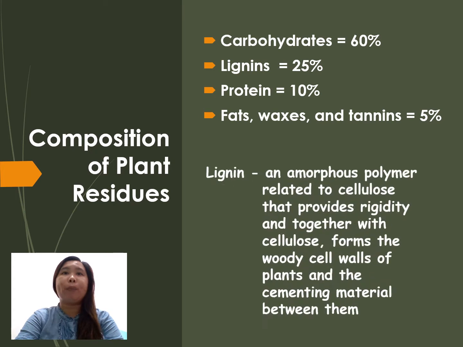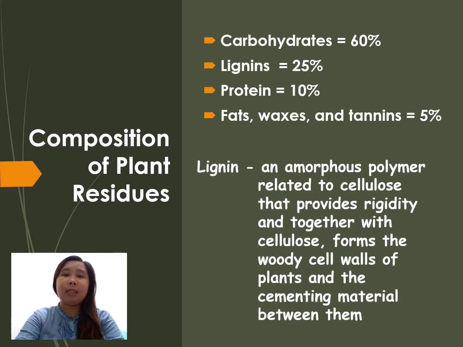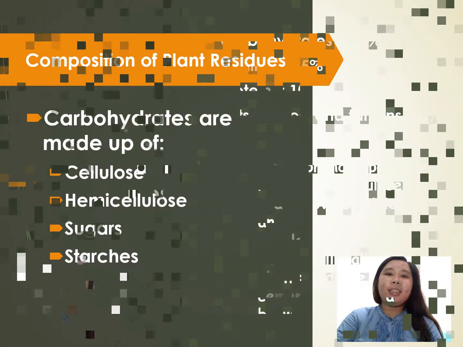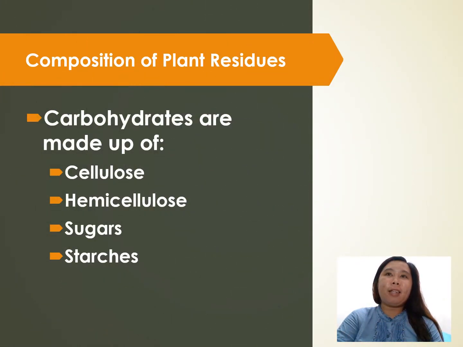By the way, lignin is an amorphous polymer related to cellulose that provides rigidity, and together with cellulose, forms the body cell walls of plants and the cementing material between them. Since 60% of plant residues are made up of carbohydrates, carbohydrates are made up of the following: the cellulose, the hemicellulose, the sugars, and starch.